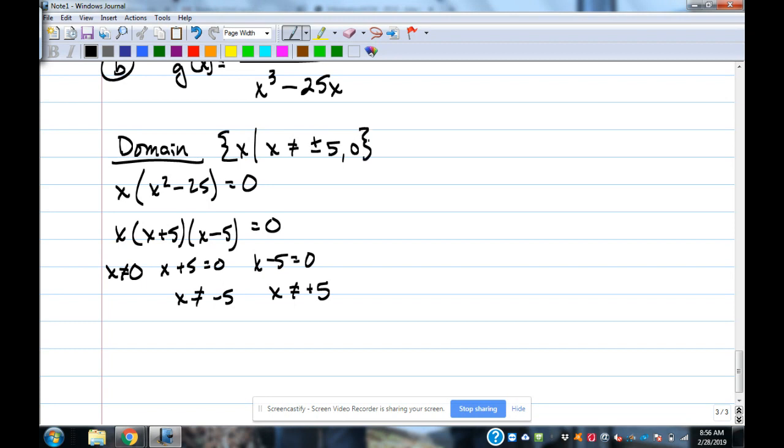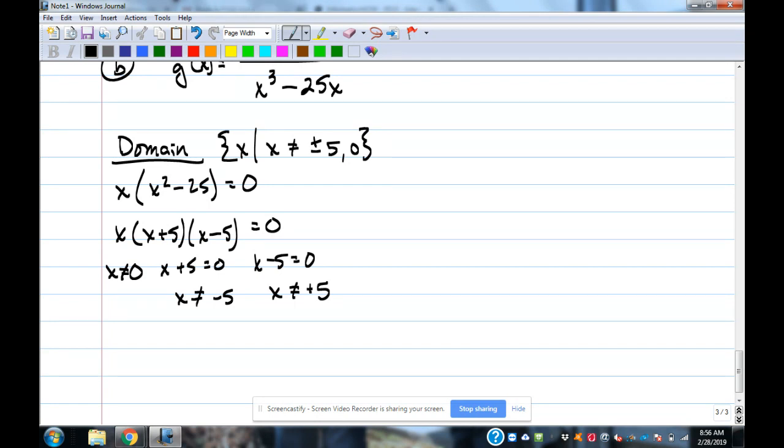And I'm just writing in set notation. That's fine with me for this stuff, since there's a lot more going on. If you want to go to interval notation, you can, but set notation is absolutely fine for this. Okay. So we have three restrictions on our domain, positive and negative 5 and 0.